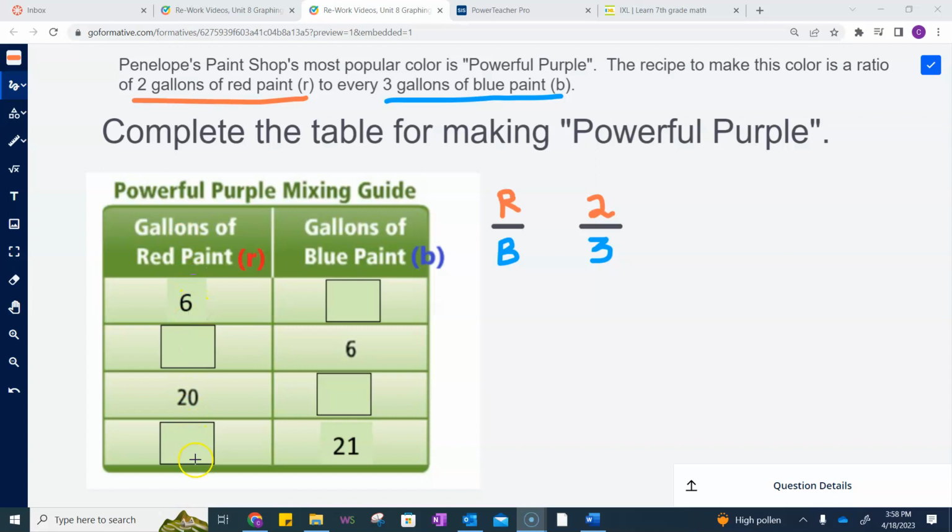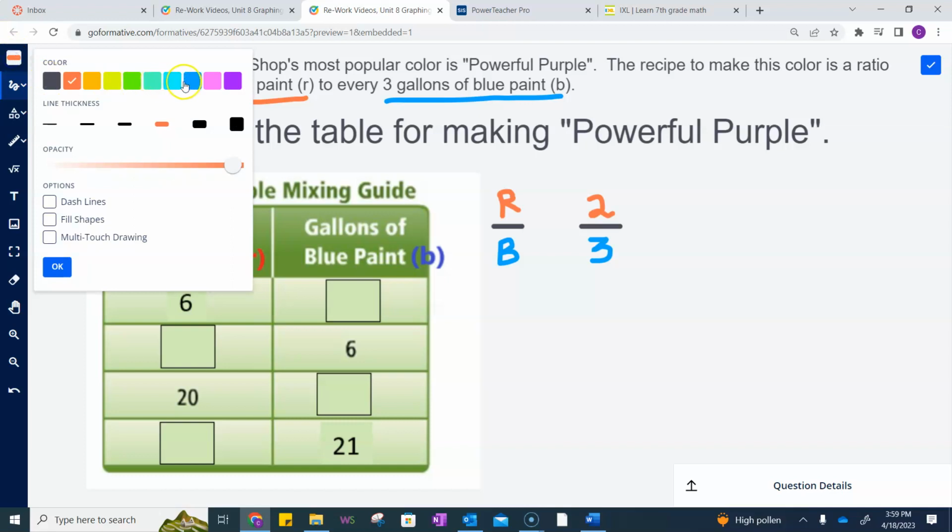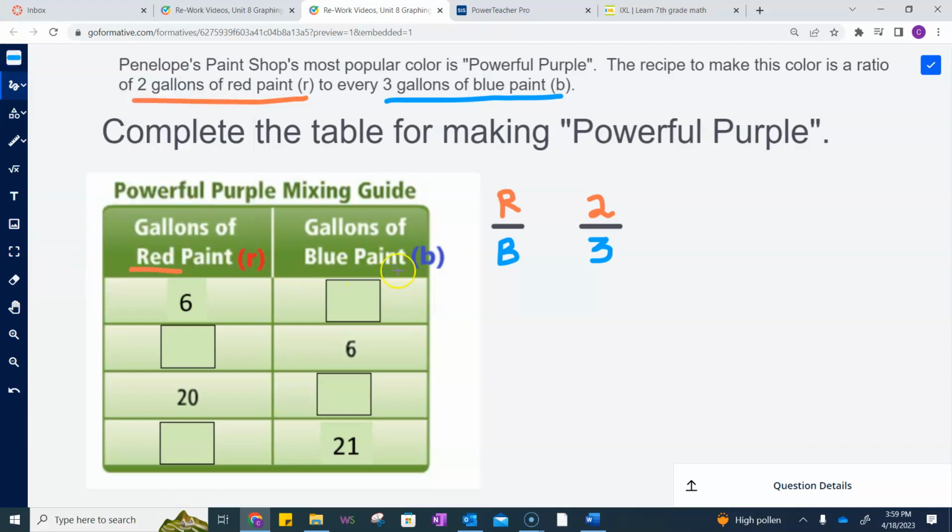The first column represents the gallons of red paint that they're going to use to make the color. The second column represents the gallons of blue paint they're going to use to make the color for Powerful Purple. So they're going to use so many gallons of red, so many gallons of blue, and when they mix it together, they're going to get Powerful Purple.